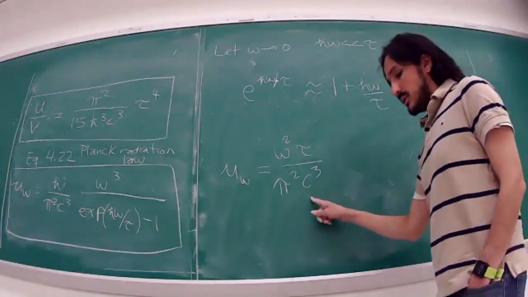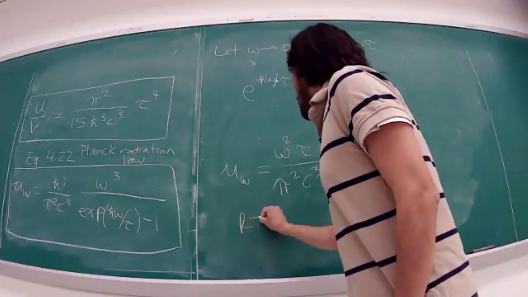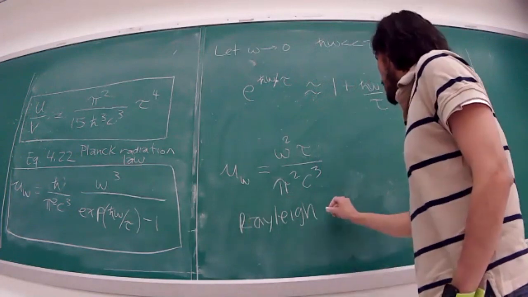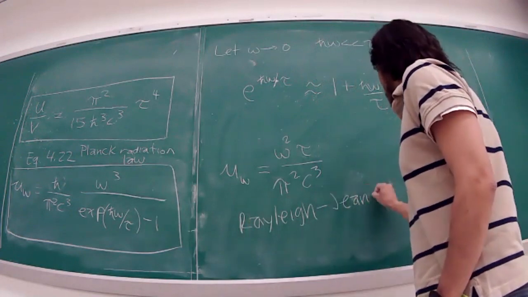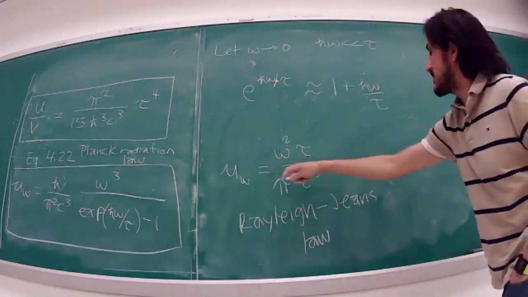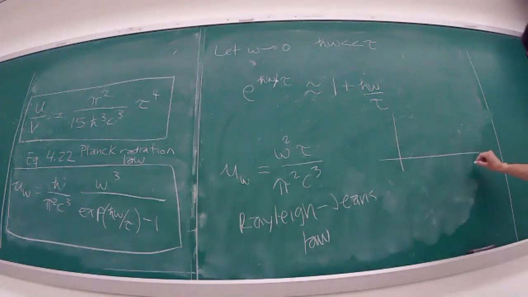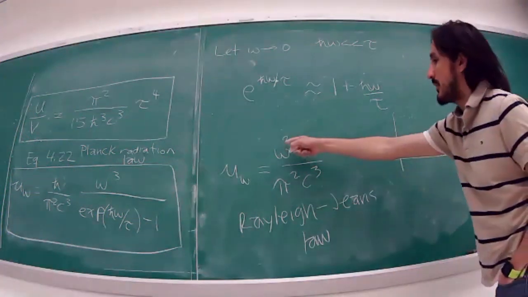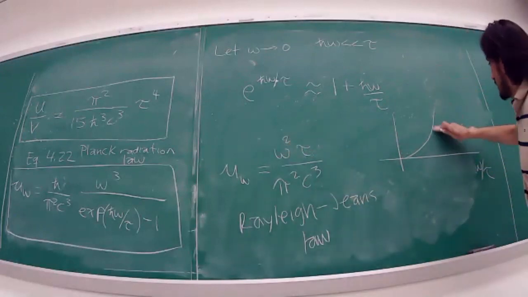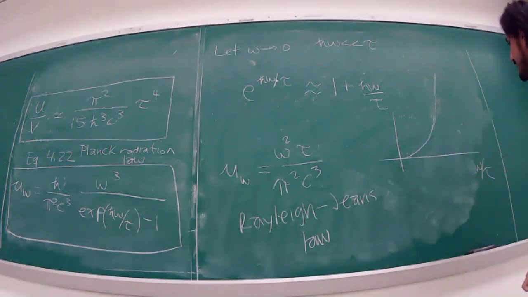This is called the Rayleigh-Jeans law. Okay. So in this case, if we plot against h bar omega over tau, well, actually, because the h bar doesn't matter here, this is just a parabola. This is quadratic in omega. So it looks kind of like that.